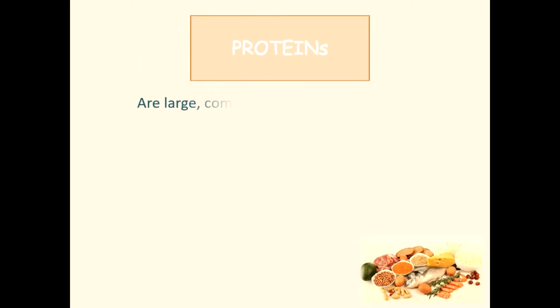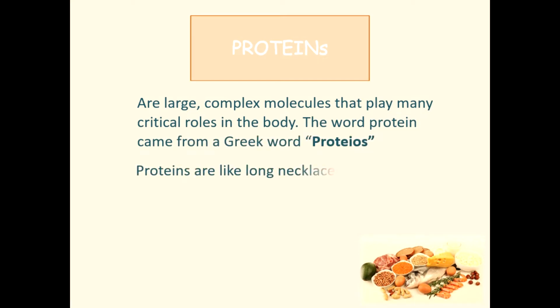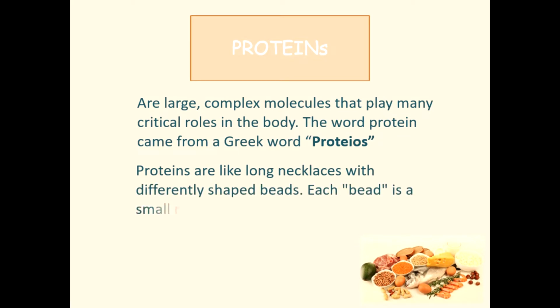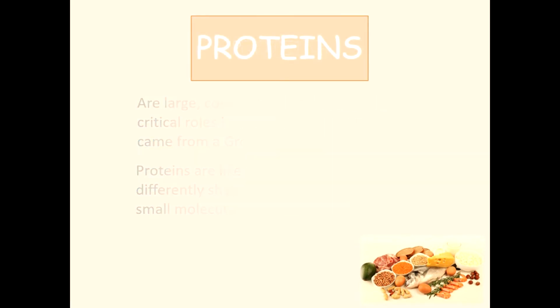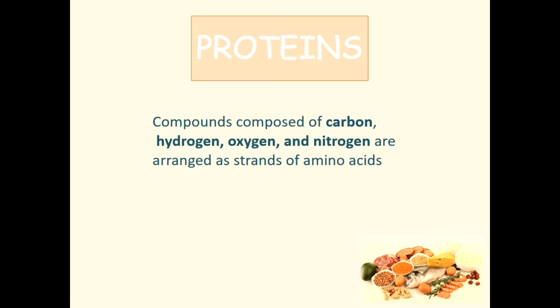Proteins are large complex molecules that play many critical roles in the body. The word protein came from a Greek word, proteus. Proteins are like long necklaces with different shaped beads. Each bead is a small molecule called an amino acid. Compounds composed of carbon, hydrogen, oxygen, and nitrogen are arranged as strands of amino acids.